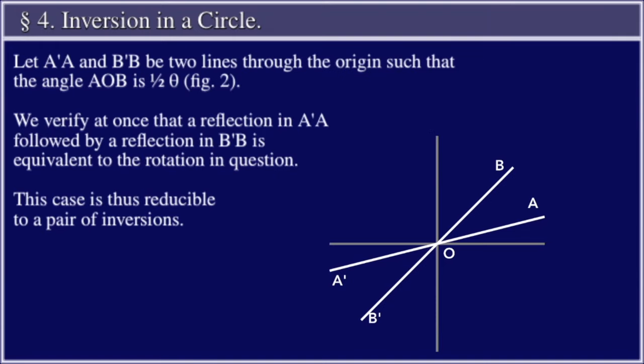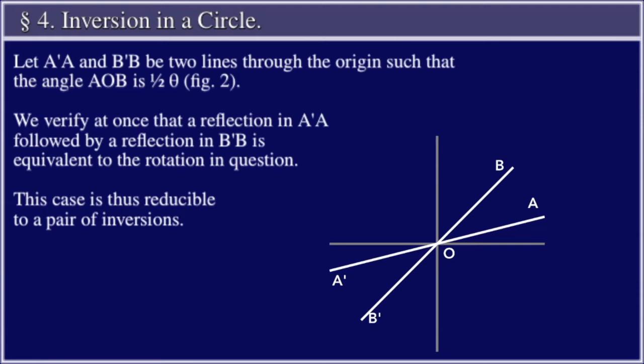Let A'A and B'B be two lines through the origin such that the angle AOB is 1/2 θ, figure 2. We verify at once that a reflection in A'A followed by a reflection in B'B is equivalent to the rotation in question. This case is thus reducible to a pair of inversions.